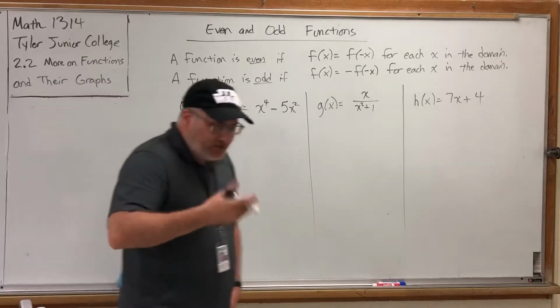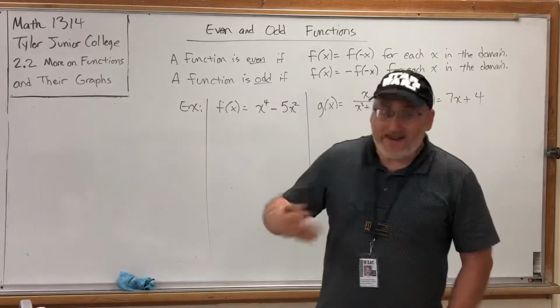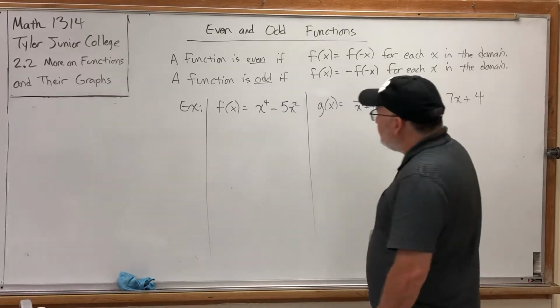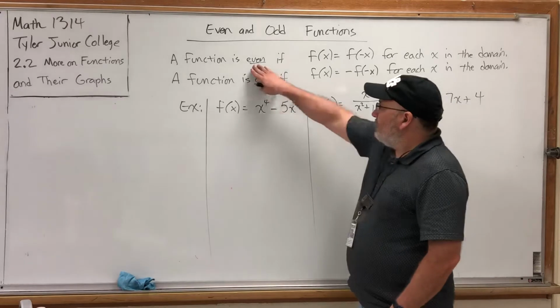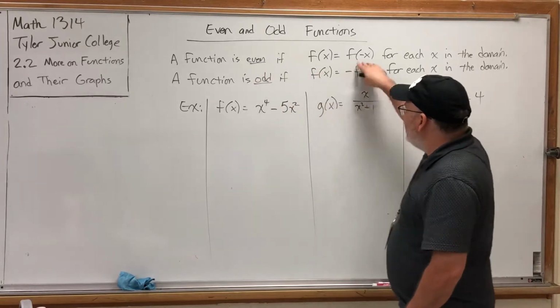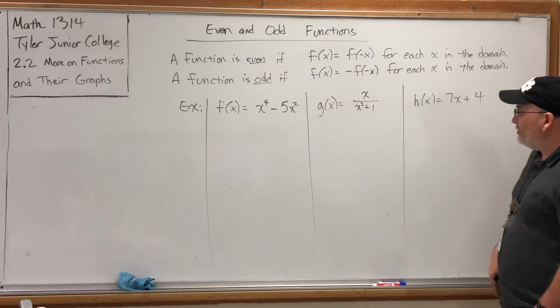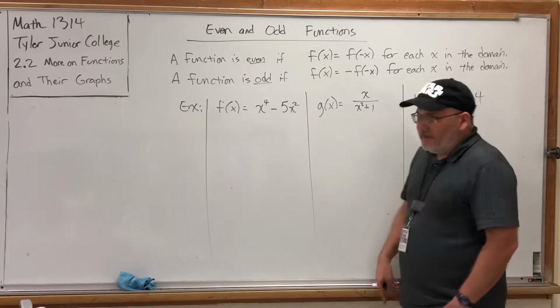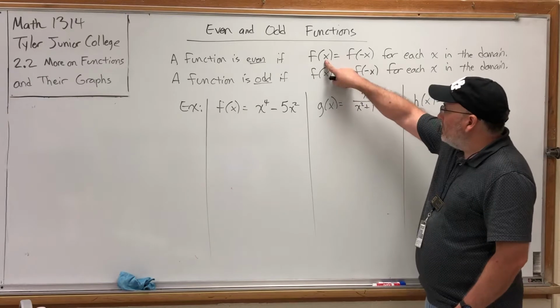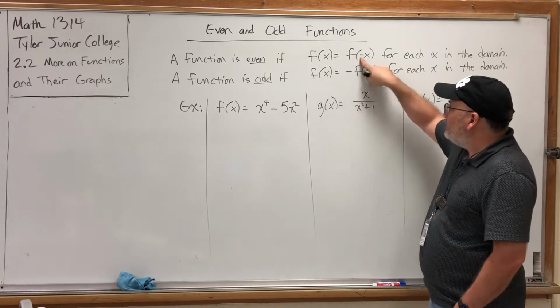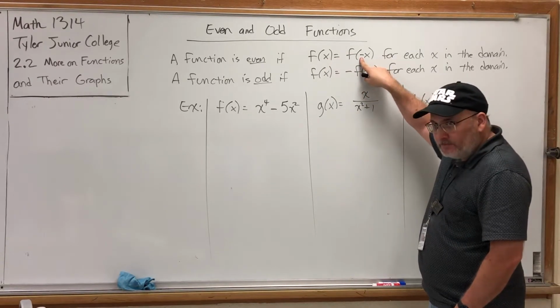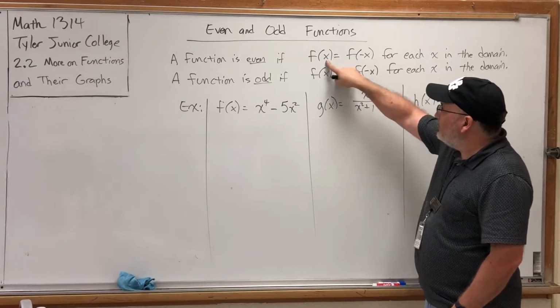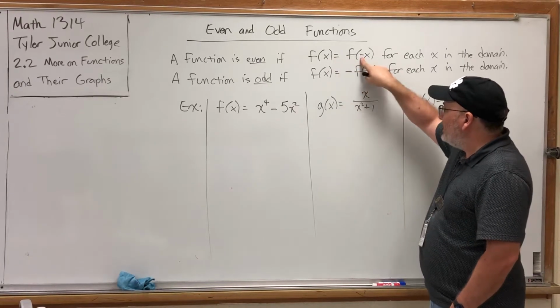And this will take us into the realm of what are called odd and even functions. So without further ado, a function is even if f of x equals f of negative x for each x in the domain. Let me translate that. A function is even if putting in a positive number gives the same answer as putting in a negative number.